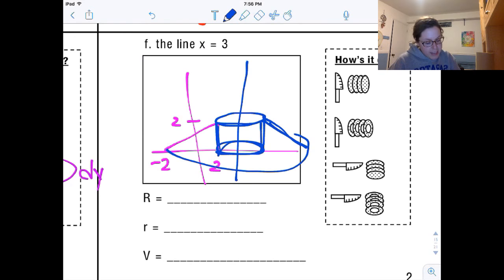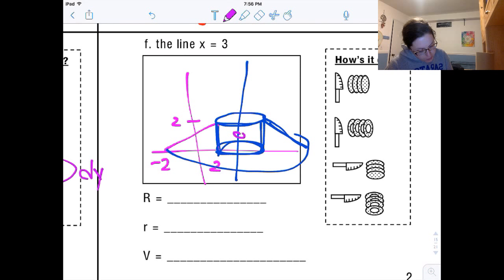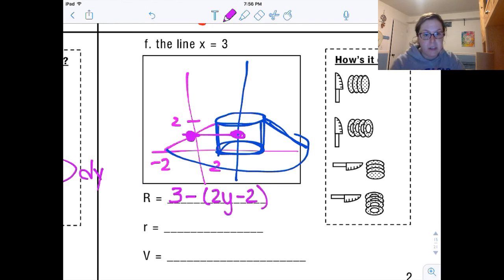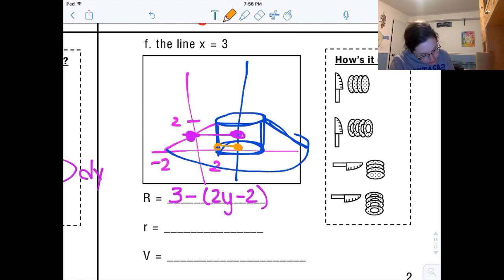So let's think outer radius and inner radius, right? So outer radius, you're going from your axis of rotation to your outermost function. So you're doing 3 minus (2y minus 2). Or you could write it in the other order, 2y minus 2 minus 3. It doesn't matter. Inner radius, you're going from your axis of rotation to the inner radius. So you're doing 3 minus 2, which is 1. So your inner radius is always 1.